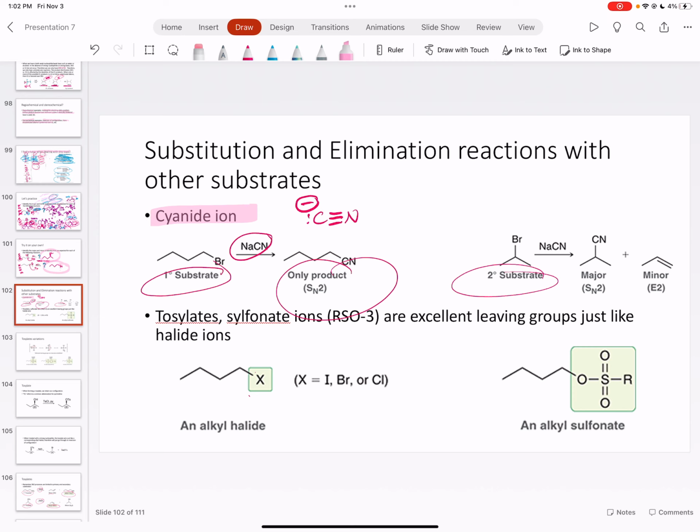Another thing that we're going to look at is tosylates and sulfonate ions. They're excellent leaving groups, just like halide ions. So then, sadly, you have to wrap your head around the idea that this thing is the same thing as this, or it's the same value. By same value, I mean that they're going to be treated the same.